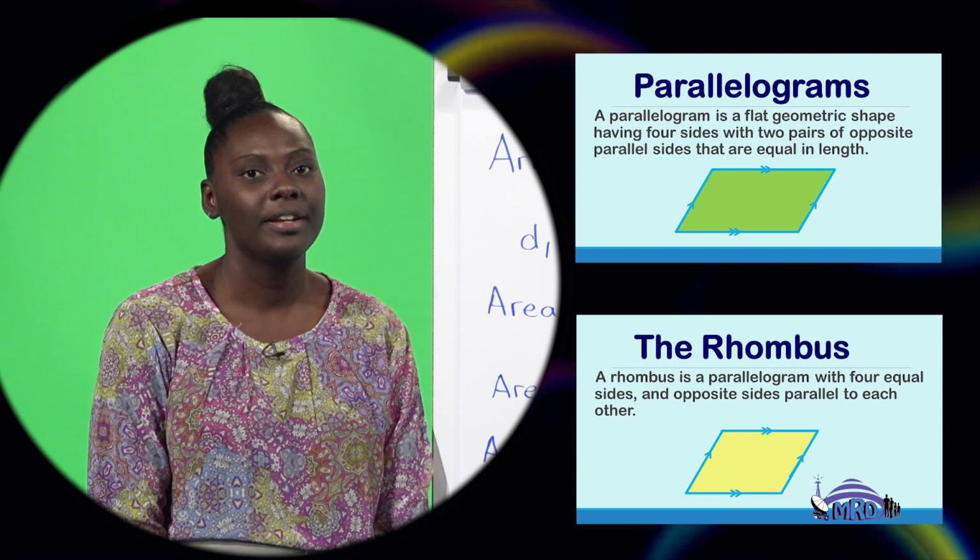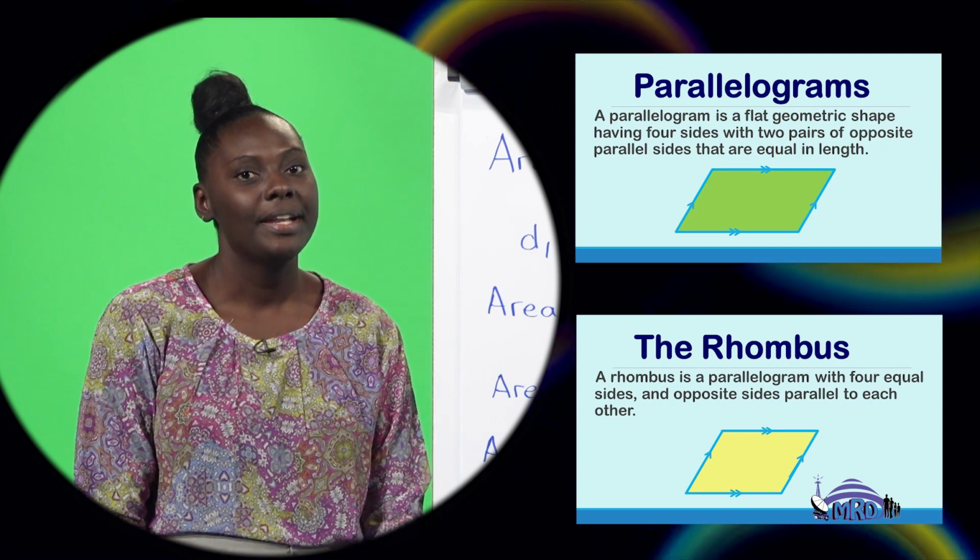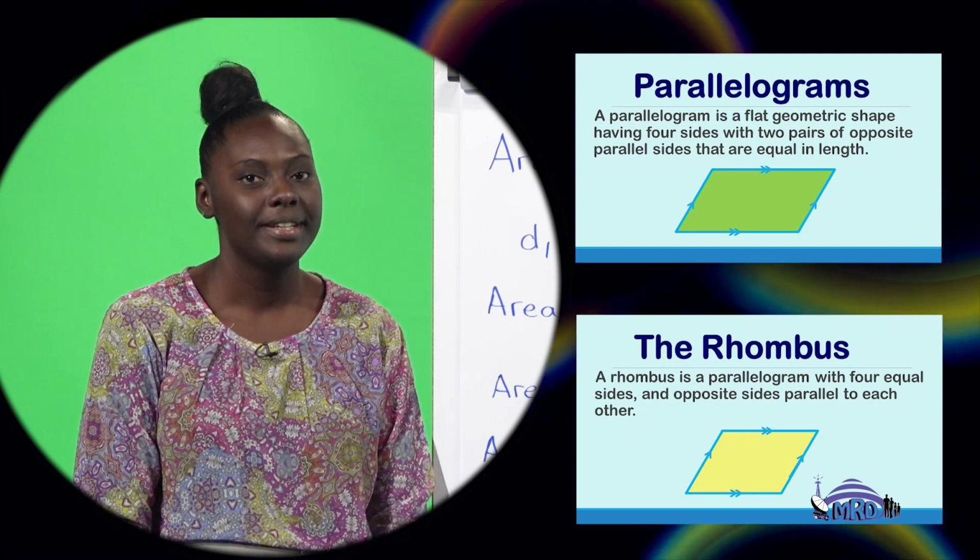So in today's video, we looked at the two quadrilaterals, the parallelogram and the rhombus. We looked at their properties as well as calculating their areas.